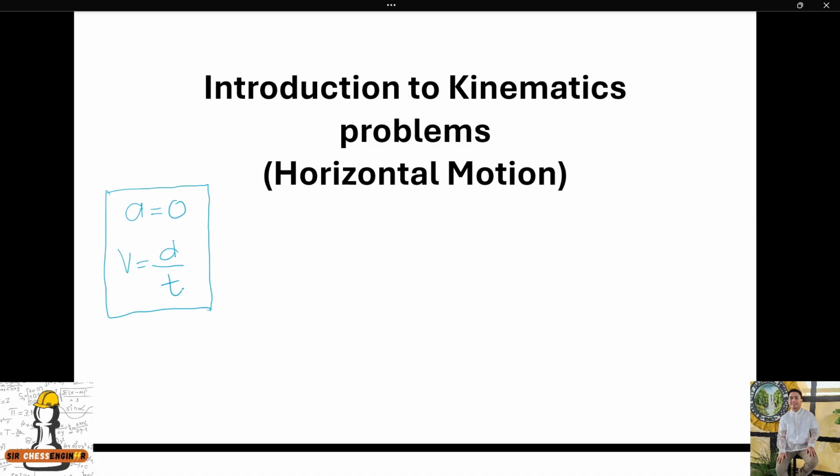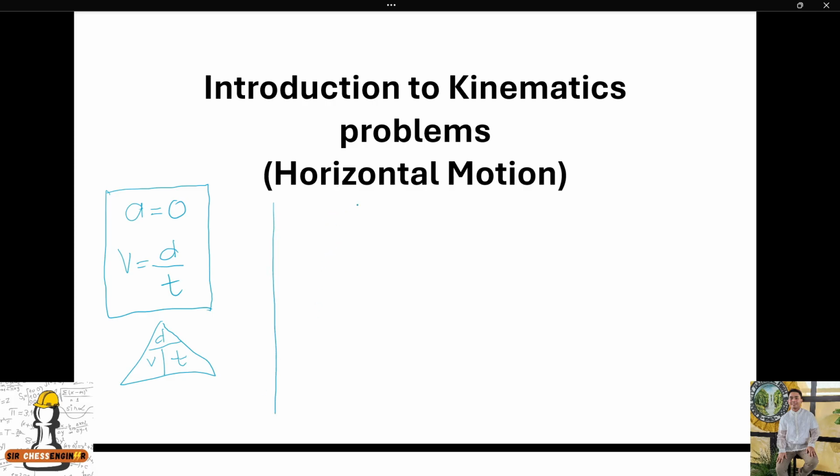Some tutorials prefer the triangle. Okay, this is the triangle: D, T and V. If you want to solve for the velocity, distance over time. If you want to solve for the distance, velocity times time. And if you want to solve for the time, distance over velocity. Okay, so that will be your first thing to remember.